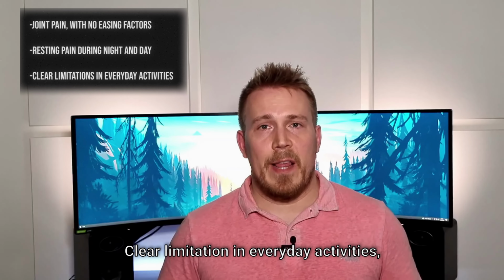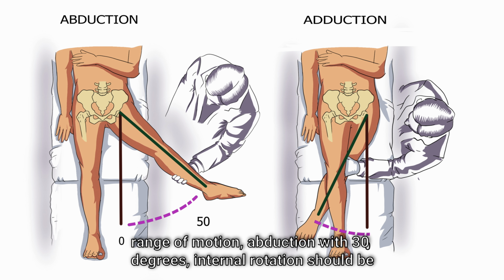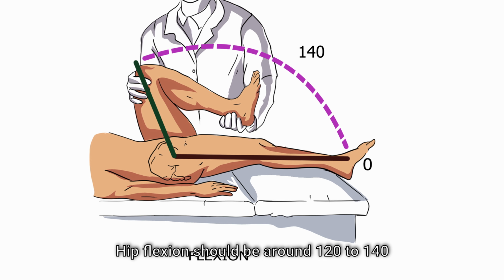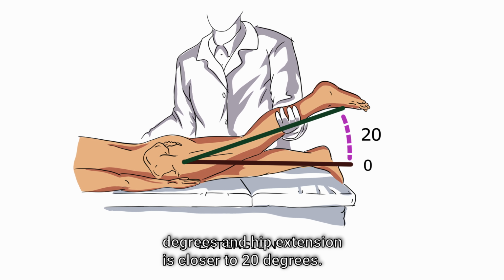If you are having pain and would like to compare your range of motion to the other hip, here is an example of normal hip range of motion. Abduction should have 50 degrees of range of motion, adduction 30 degrees. Internal rotation should be around 30 degrees and external rotation roughly 40 degrees. Hip flexion should be around 120 to 140 degrees and hip extension closer to 20 degrees.